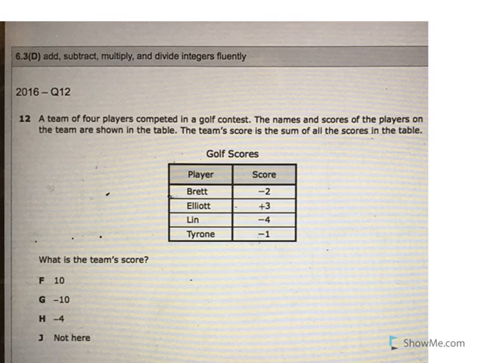A team of 4 players competed in a golf contest. The name and the scores of the players on the team are shown in the table. The team's score is the sum, and the sum is the addition, or the answer to an addition problem. The team score is the sum of all the scores in the table. What is the team score?